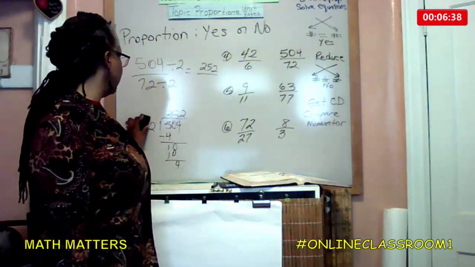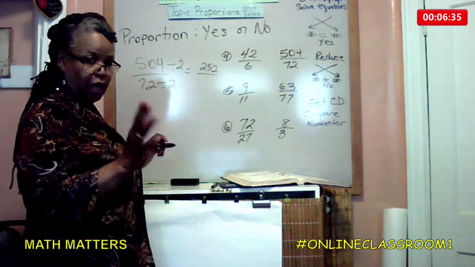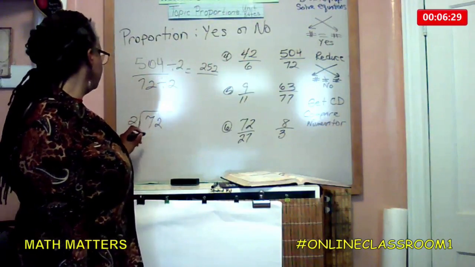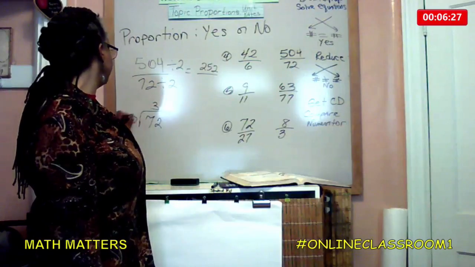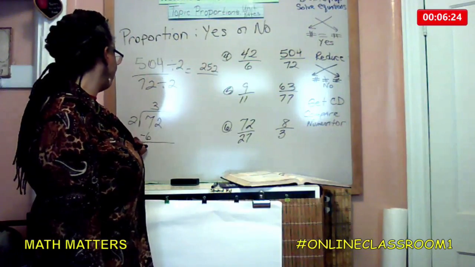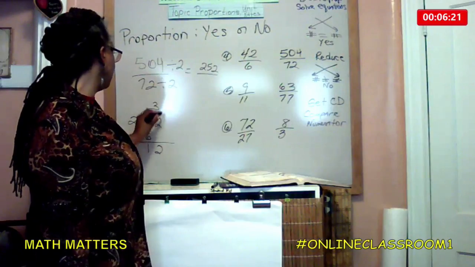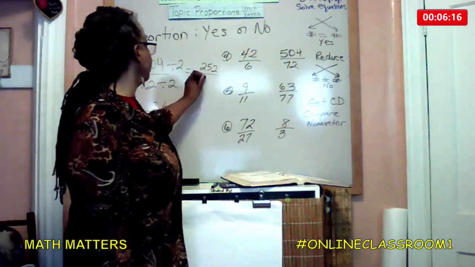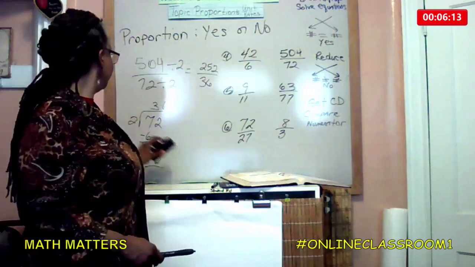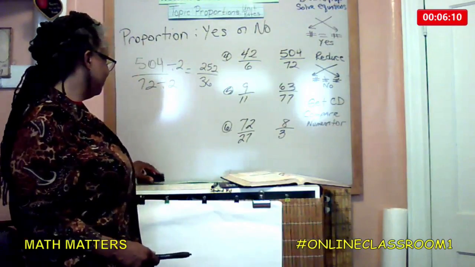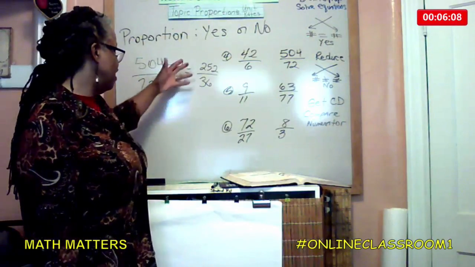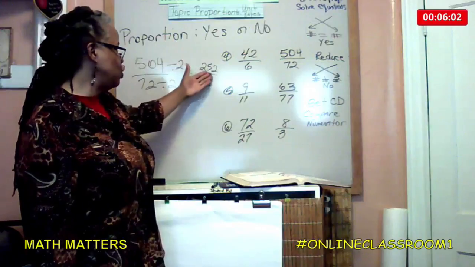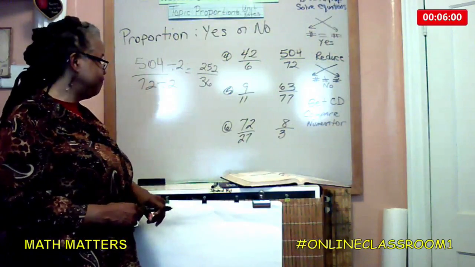I'm going to do this the long way, just to make sure we have everybody on board. 72 divided by 2. 2 goes into 7 3 times. 3 times 2 is 6. Bring down my 12. 2 goes into 12 6 times. No remainder. So we have 36. So we came down from 504 over 72 to 252 over 36.